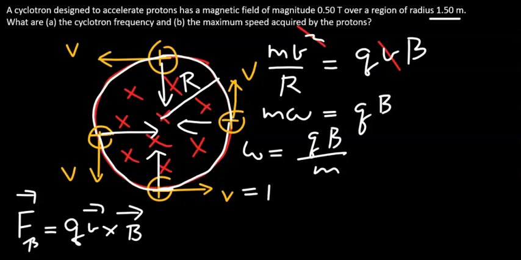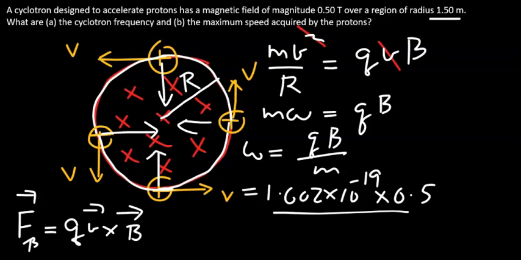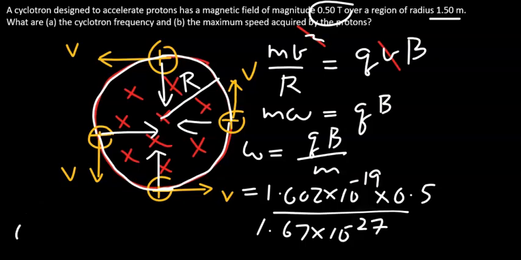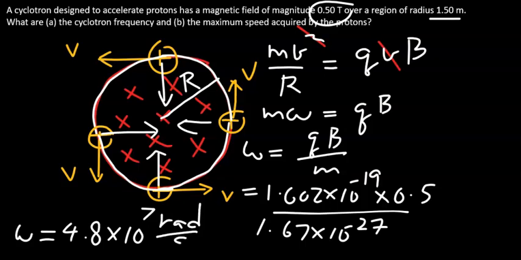q is the charge of the proton, 1.602 times 10 to the power minus 19 coulomb. B is the strength of the field, 0.5 Tesla. It's given right there. Mass of the proton is 1.67 times 10 to the power minus 27 kg. And that means your cyclotron frequency is 4.8 times 10 to the power 7 radian per second. So that is the answer for part A.